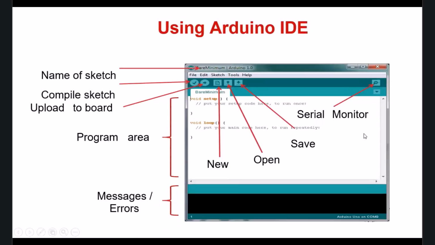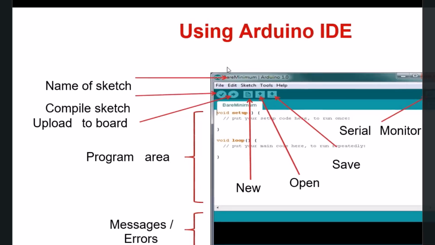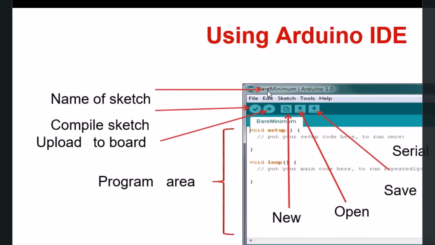Now we are talking about how to use the Arduino IDE, and before that we will see the different parameters, or you can say the menus available in the Arduino IDE. What those menus are, why they exist, and how they can be used. At the top you can see the first arrow. Here some content will be written, that is called the name of the sketch. The second, the right arrow, is the compile sketch. From here you can compile.